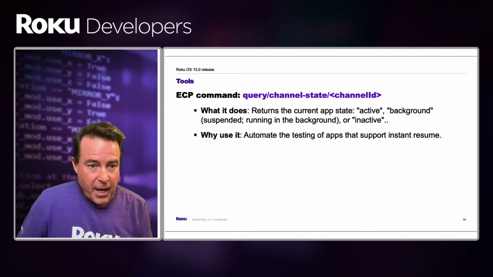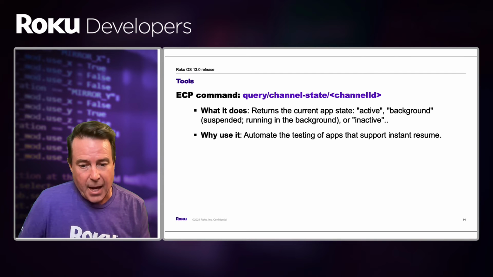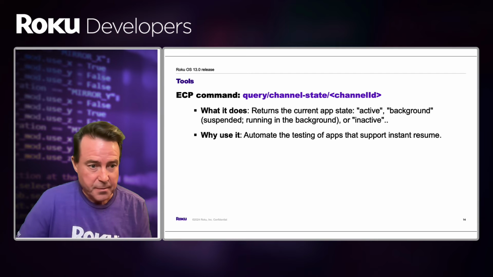Another ECP command is query/channel state, then the channel ID. This returns the active state of the app. Either it's active or in the background in a suspended mode.